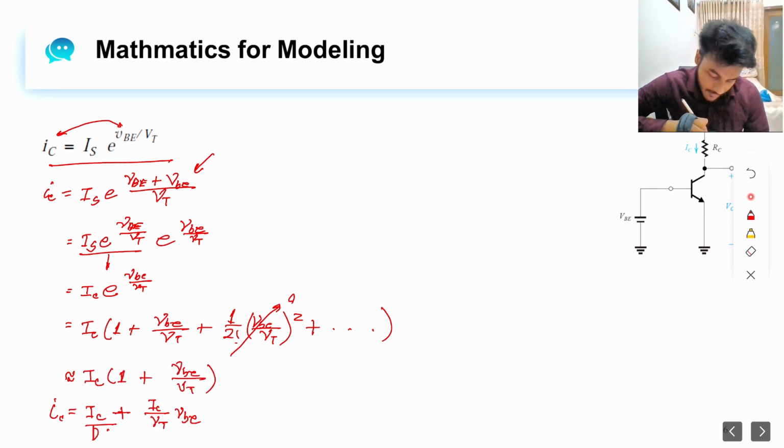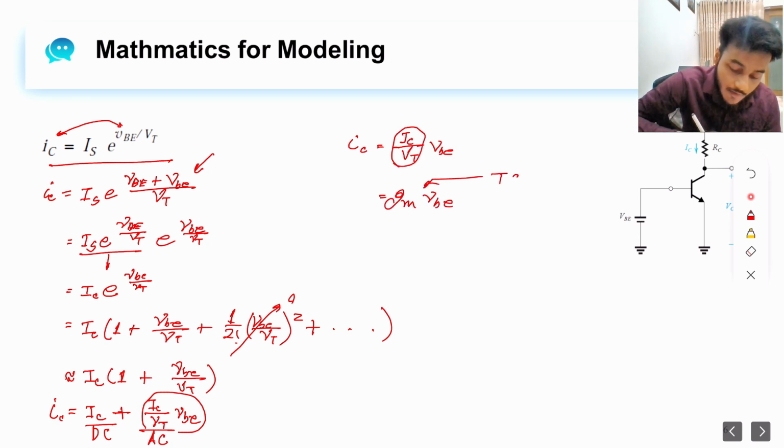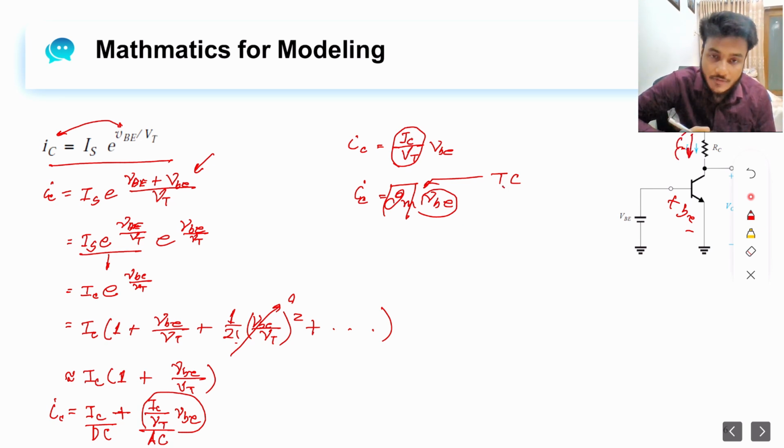We can see the DC component and the AC component, and interestingly we can write the AC signal ic equal, we replace this with gm vbe. This term gm is called the transconductance. Why is it called the transconductance? If we look closely, it is IC divided by VT, and it relates the voltage drop VBE to the current of another branch IC, so it is called a transconductive term.